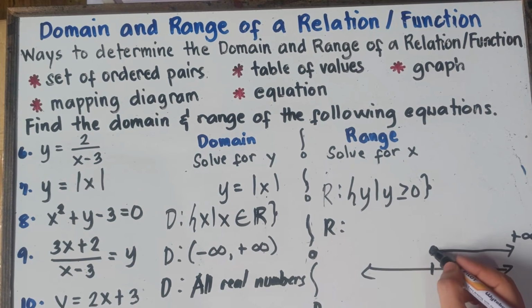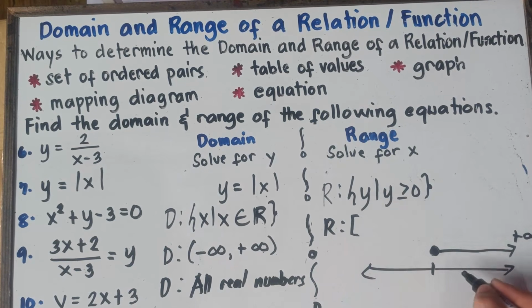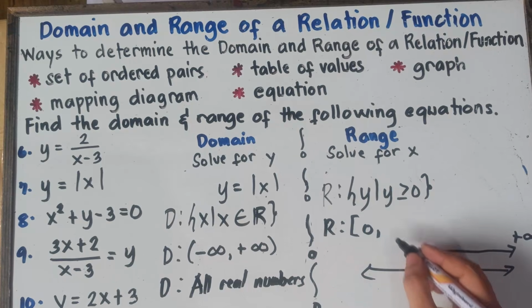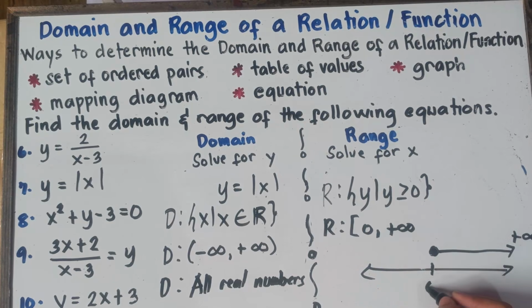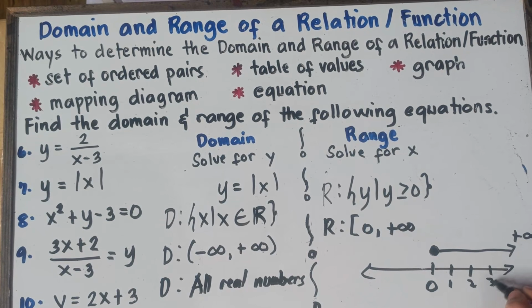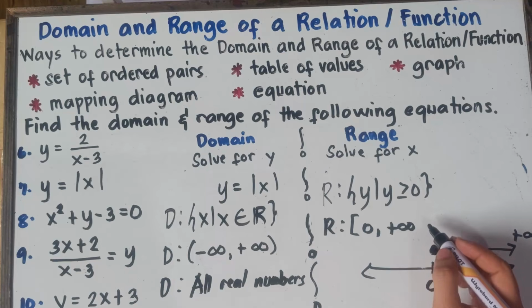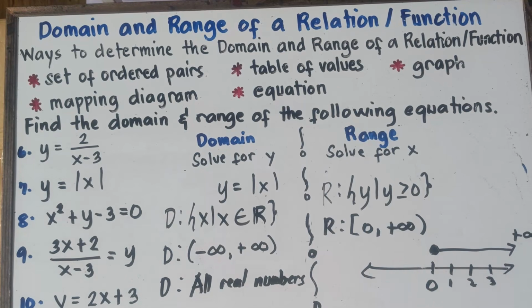Since we have a closed circle, you will be using a bracket. So bracket 0, comma, up to positive infinity. Once again, class, 0 is included, up to positive 1, positive 2, positive 3, up to positive infinity. For infinity, always use parentheses. And that will be the range, class, with regards to example number 7.